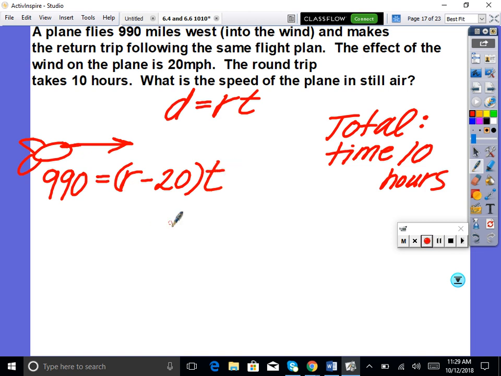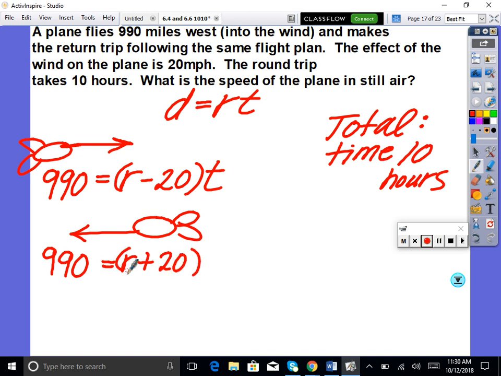Now let's talk about the flight back this way. So what's our distance? 990. Now the airplane has the wind pushing us. So if our engine's pushing at 50 and the wind is pushing us at 20, we're going to be going 70 miles an hour. So our rate will be r plus 20. Some rate plus 20, and then we don't know the time it took on the way back. So we do know the total time. So don't we need to do the time it took on the way there plus the time it took to get back will equal total time?